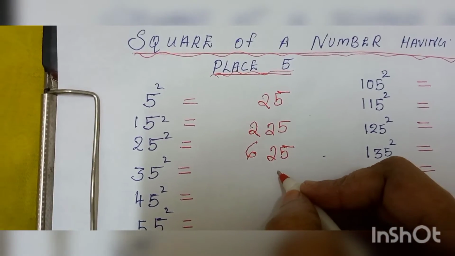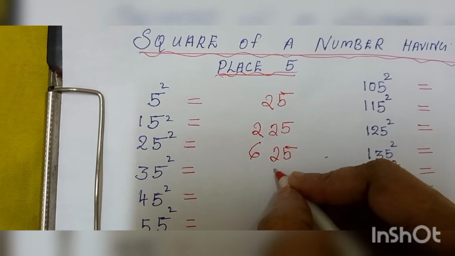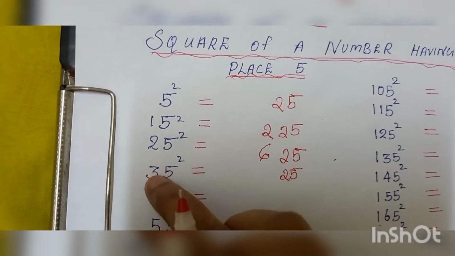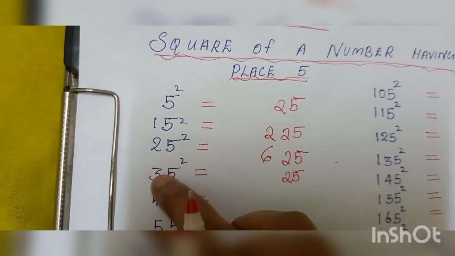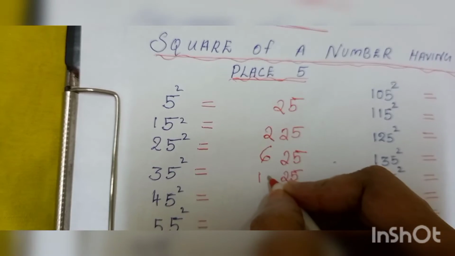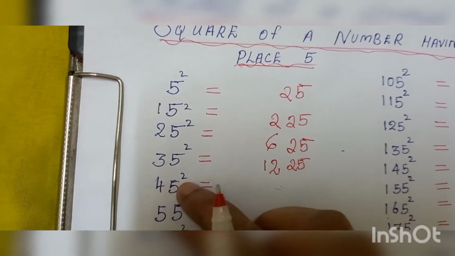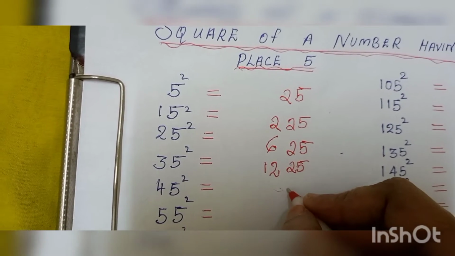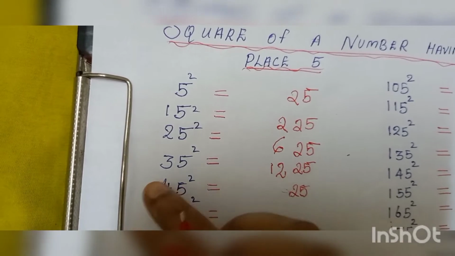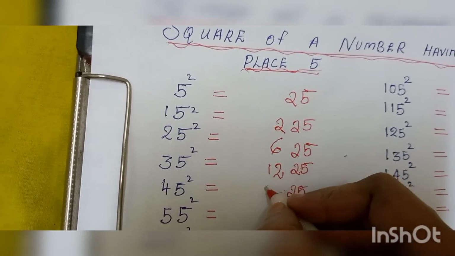Then 35 square. So 5 square we can write 25. Then what is the number here? 3. So what is the next number? 4. 3 into 4, 12 we can write, isn't it? Then next number 45 square. 45 square, as usual 5 square you have to write 25. Then 4, after 4 which number comes? 5. 5 fours are 20.